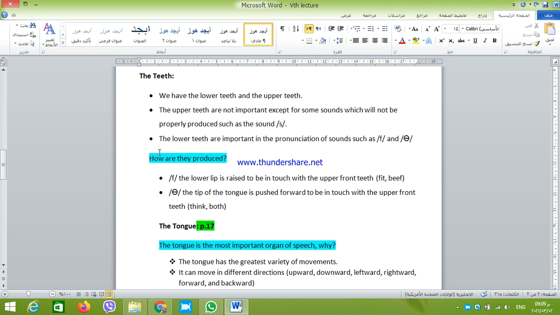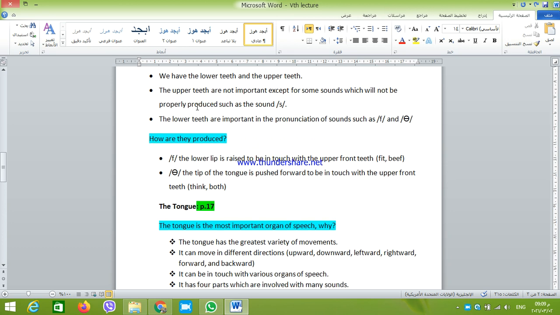But the most important part of the teeth is the lower teeth. They are important in the pronunciation of sounds, just like f and th. Actually, this is the contrary. These are the upper teeth. Sorry for the mistake. So the upper teeth are important in the pronunciation of sounds such as f and th.